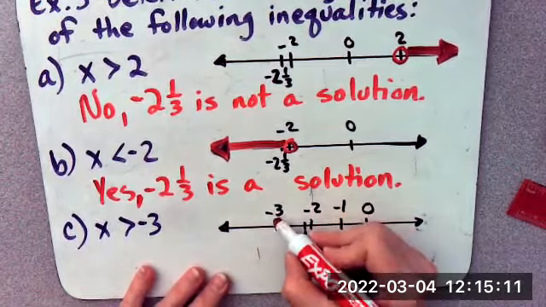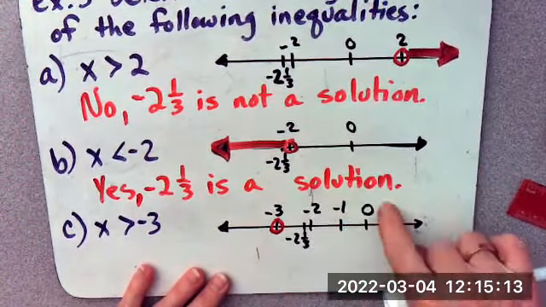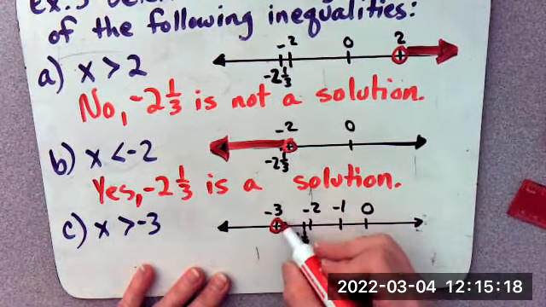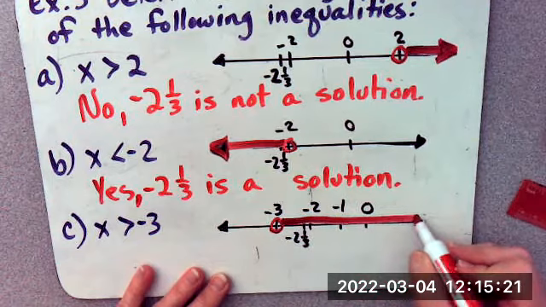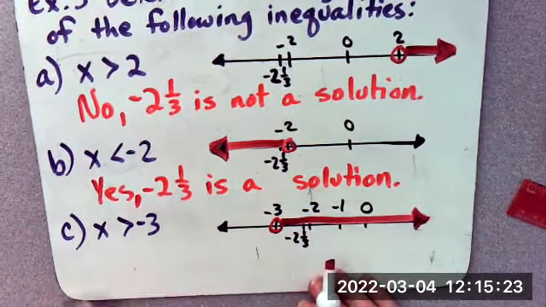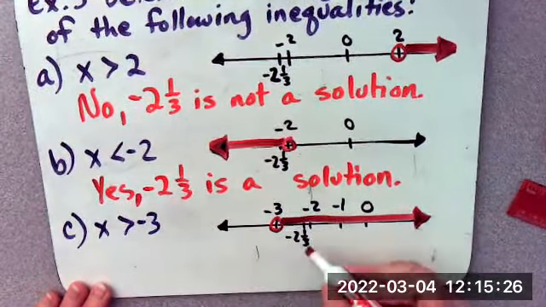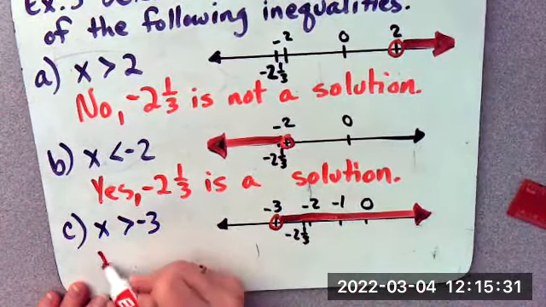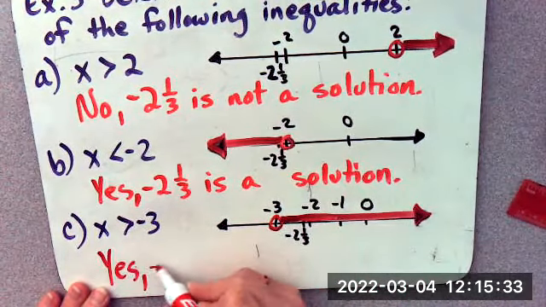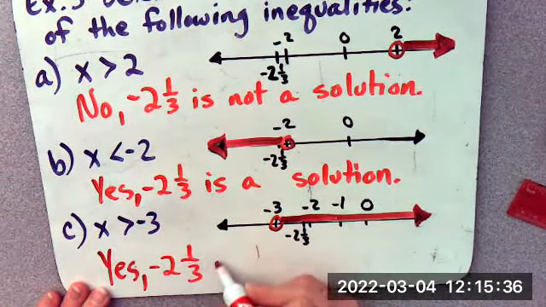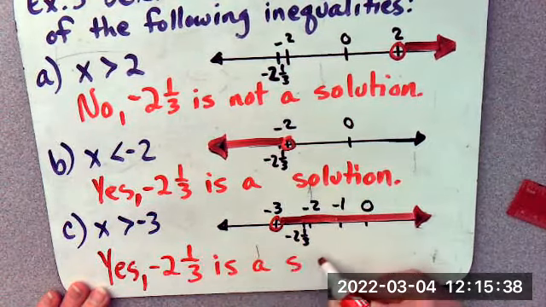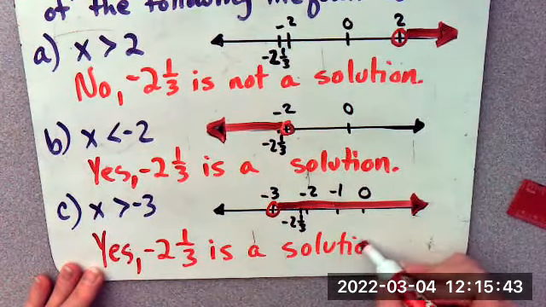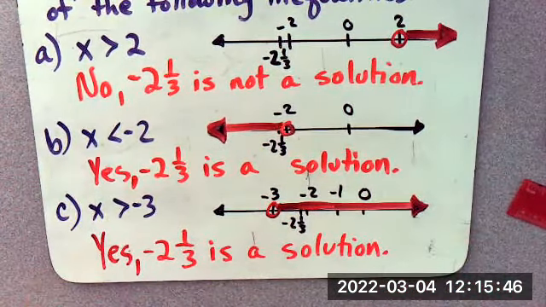Then we're going to ask a few questions. Is 0 greater than negative 3? Yes, it is. So we're shading this direction. What that gives me is that negative 2 and 1/3 is a solution to this. So yes, negative 2 and 1/3 is a solution.